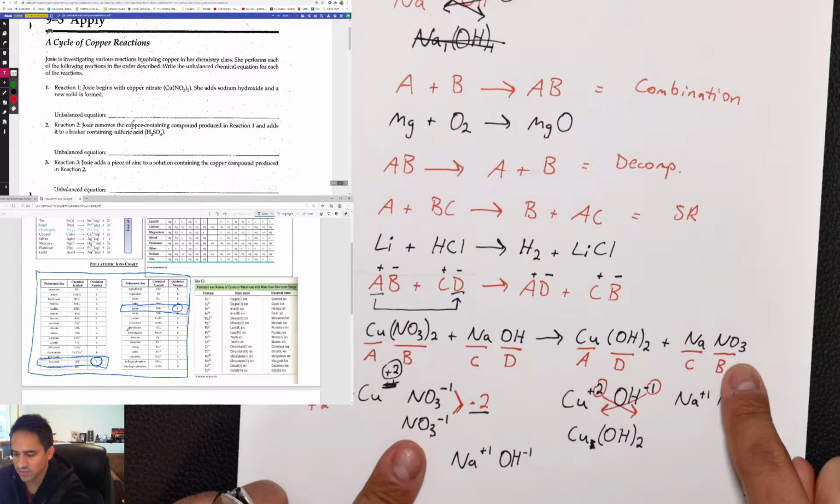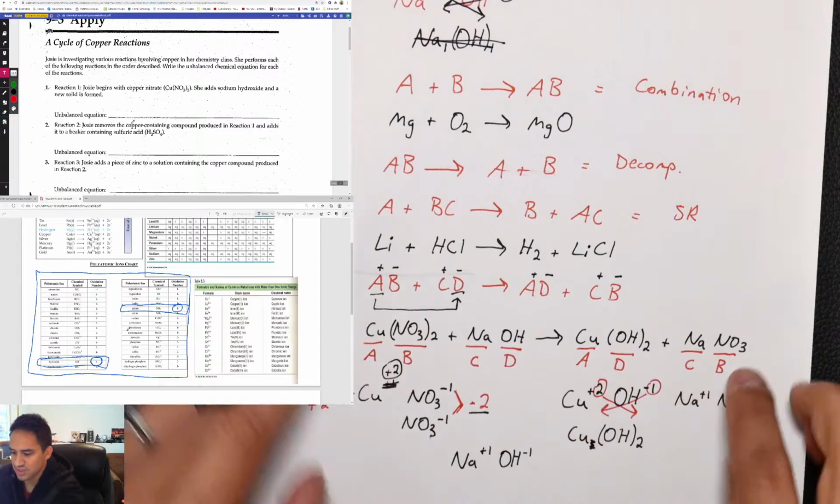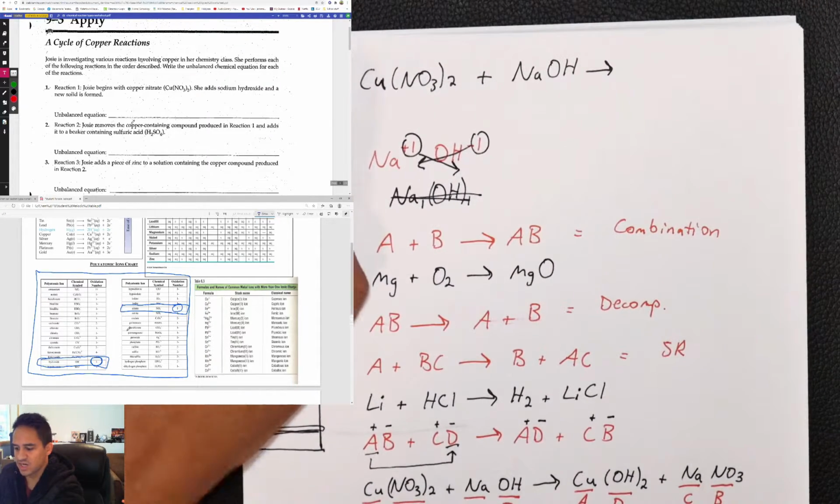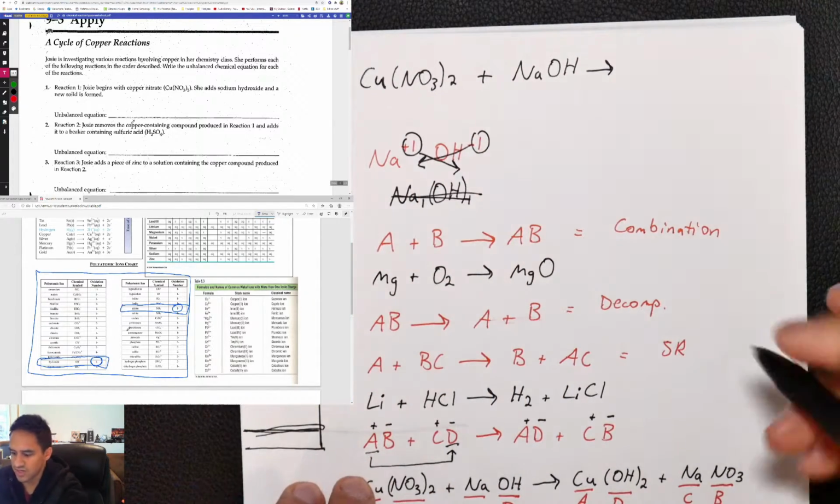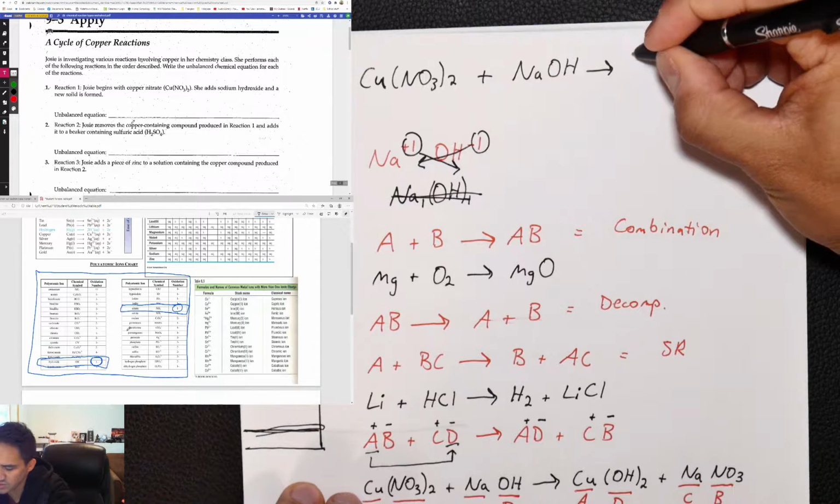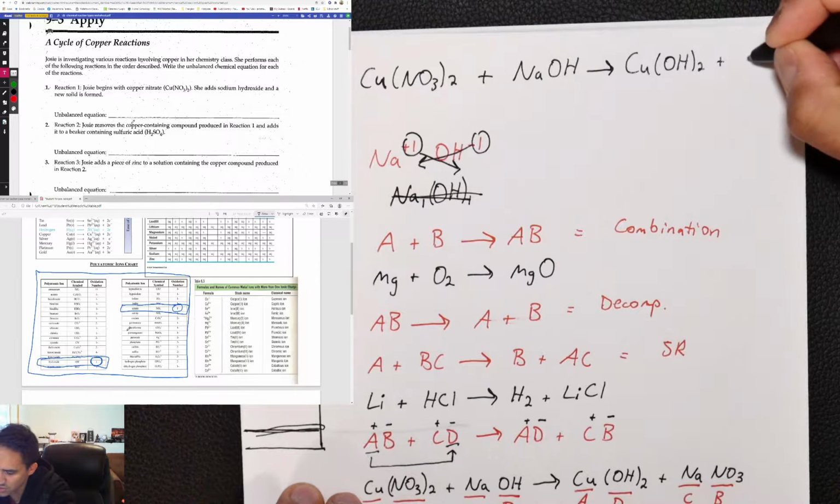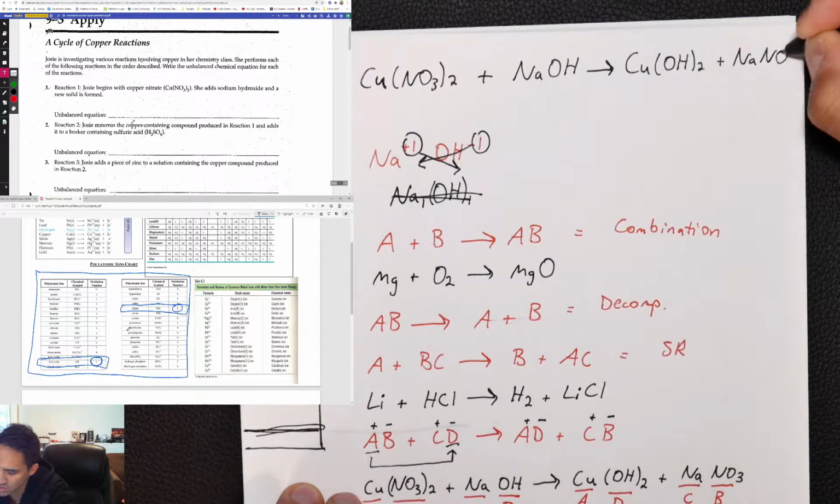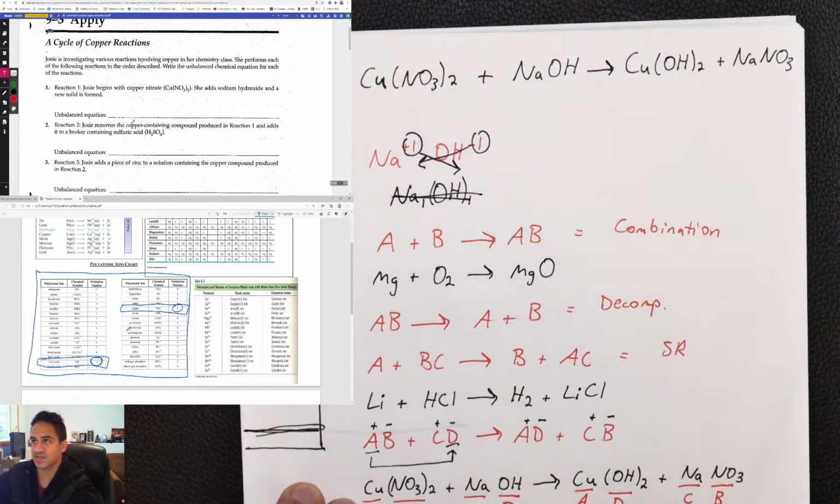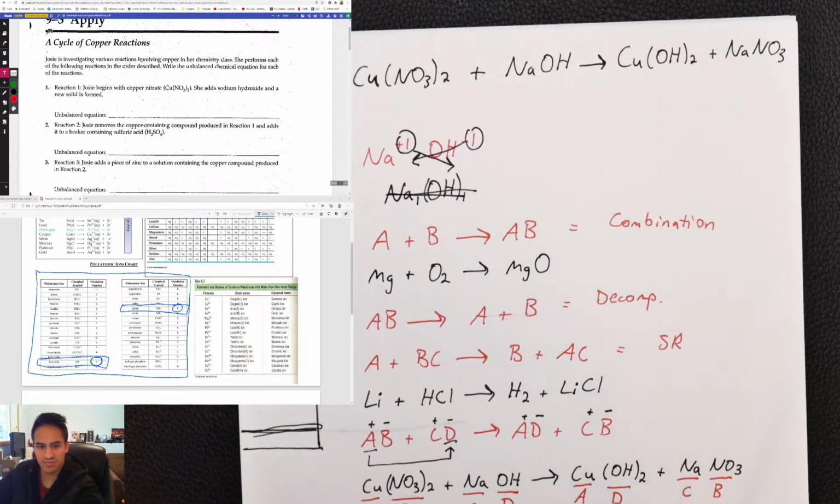This is how I got the whole thing, which, by the way, is our reaction that we have here. So our products here are going to be Cu(OH)2 plus NaNO3. This is a double replacement reaction. That's the type of reaction that's happening here. And we have to determine, of course, one of these as being a solid. So it does say in the problem, a solid forms. So which one of these is going to be our solid?